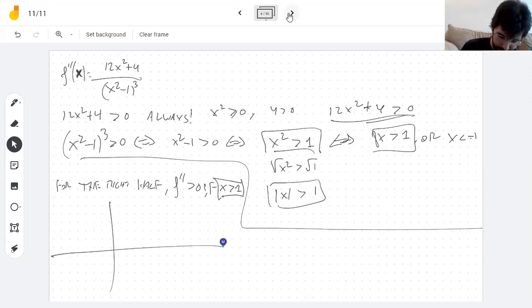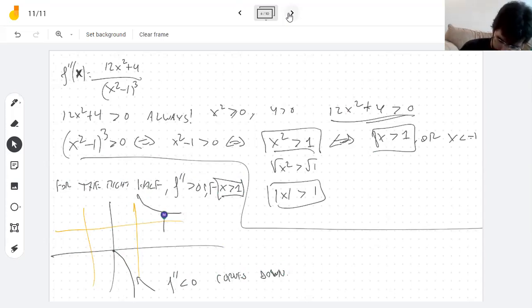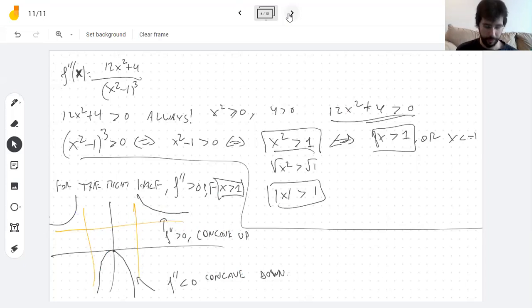So our graph, like you would expect based on the pictures I have drawn, here it curves down. It's concave down. Here it curves up. And then if you do the mirror image, well, it's gonna be first concave up, then concave down.